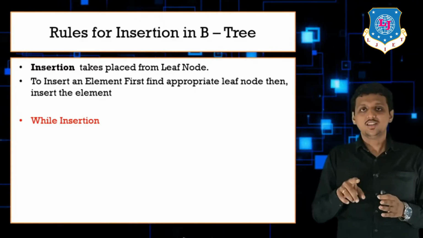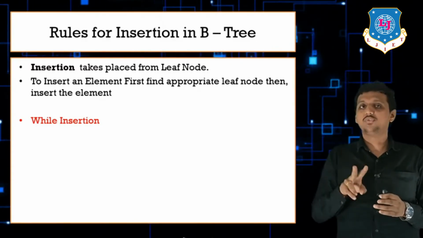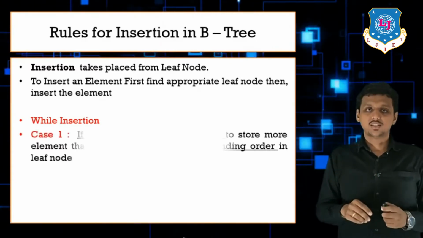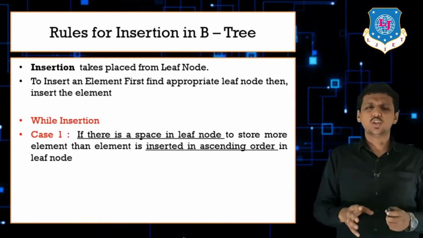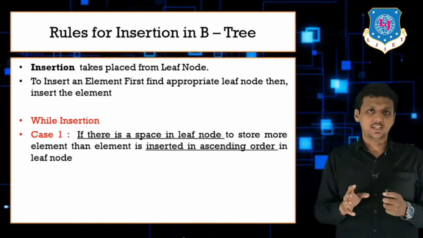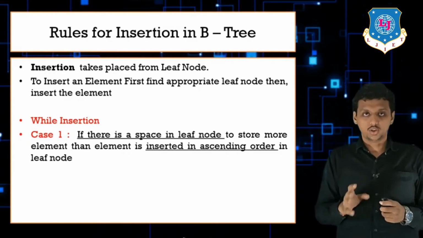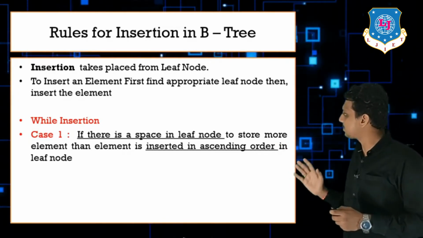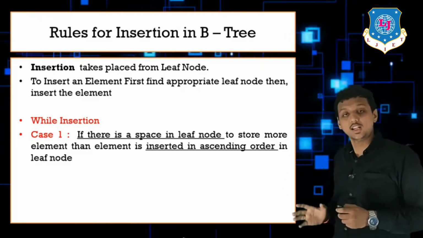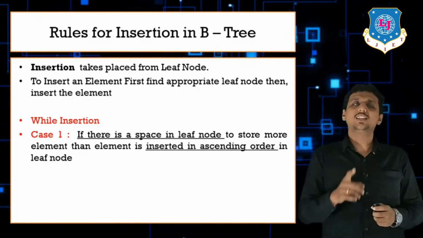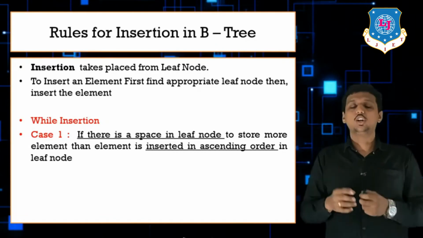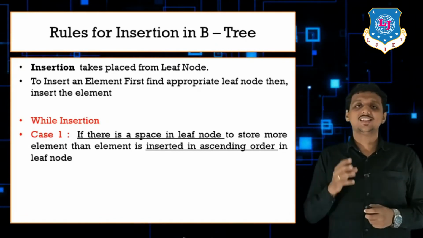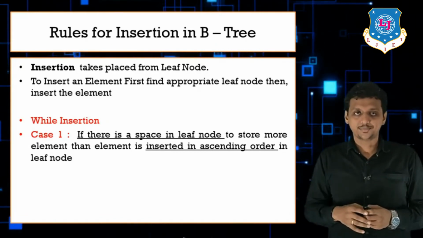But for insertion, we have two different cases. Case number 1: suppose you have enough space in your leaf node. Then you have to insert the values in ascending order. And we all know that in a B-tree we insert the data in ascending order.